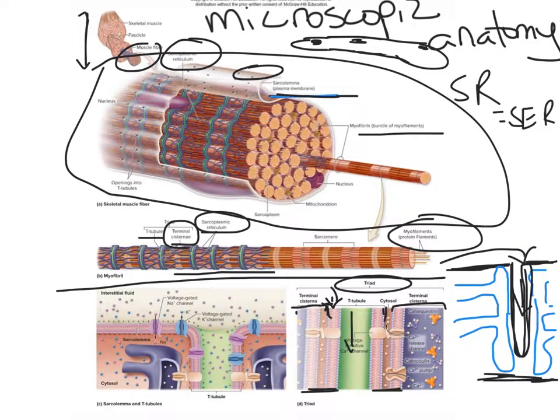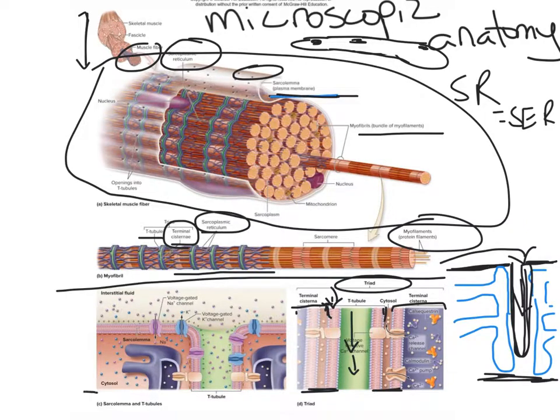And essentially what happens here is the terminal cisternae of the sarcoplasmic reticulum is where you're storing calcium, and when you have a stimulation of the sarcolemma, calcium gets released, and that calcium is going to be what causes contractions to occur.